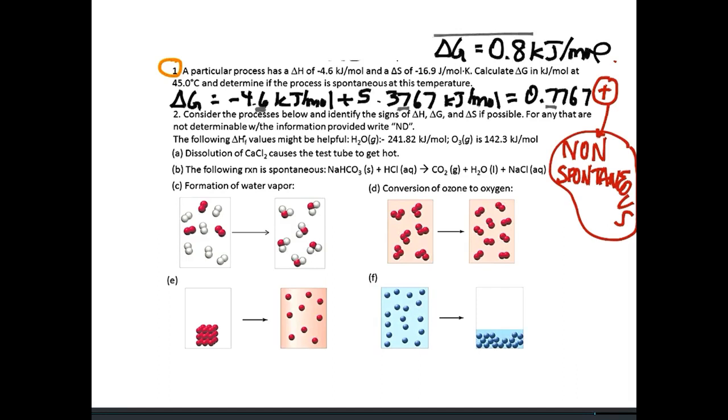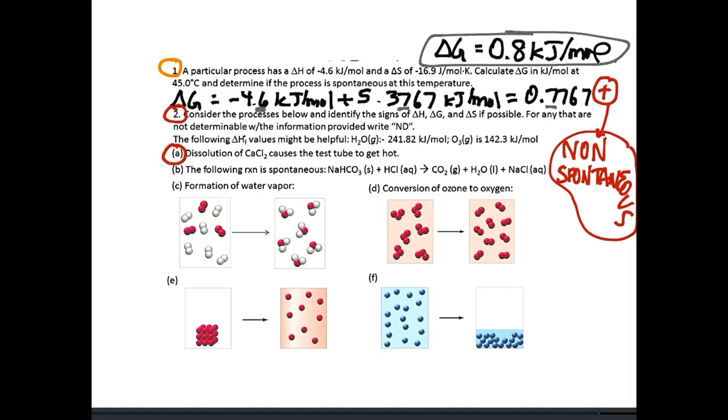We're going to round to the right number of significant figures. It appears that we just need one sig fig, and that's because delta H is only accurate to the 10th place, and we're adding in T delta S, which is accurate to the 100th place. So when we add those two together, we get a number that's only accurate to the 10th place, so 0.8 kilojoules per mole.